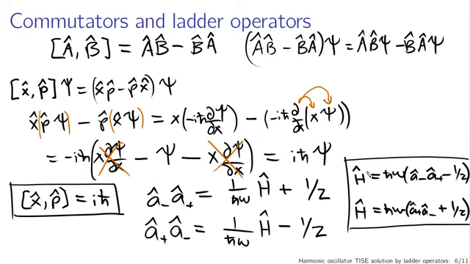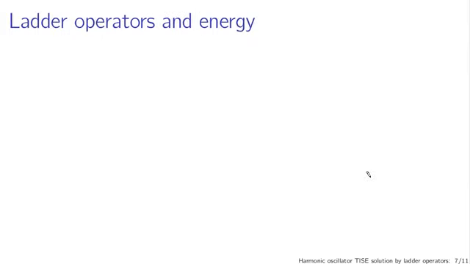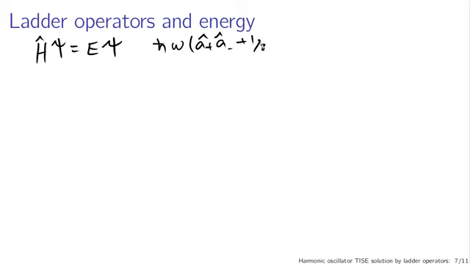That was pretty clever, but it didn't actually get us a solution. It just got us a different expression of the problem. The cleverness really comes in considering ladder operators and energy. The time-independent Schrodinger equation here is h hat psi equals E psi. So suppose we have some solution psi to the Schrodinger equation. We can then express the Hamiltonian in terms of these ladder operators, h bar omega times a plus a minus operators plus 1/2 acting on the wave function should be equal to E times the wave function.